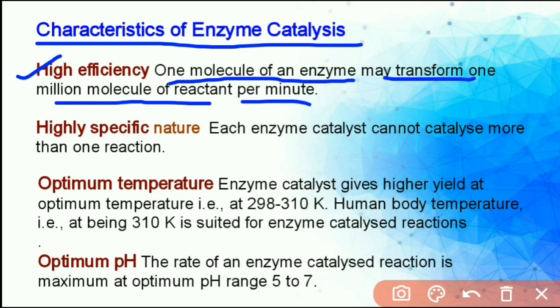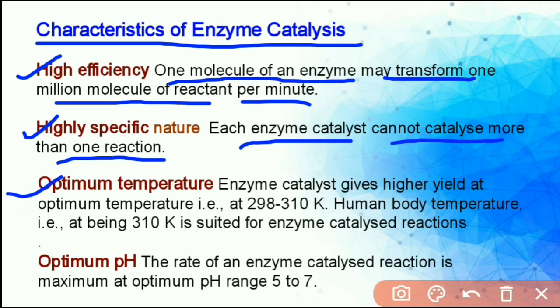Next characteristic is that they are highly specific in nature. It means each enzyme cannot catalyze more than one reaction. One enzyme catalyzes only one type of reaction. For example, the urease enzyme catalyzes the decomposition of urea into ammonia and carbon dioxide. So this urease enzyme does not catalyze any other reaction.